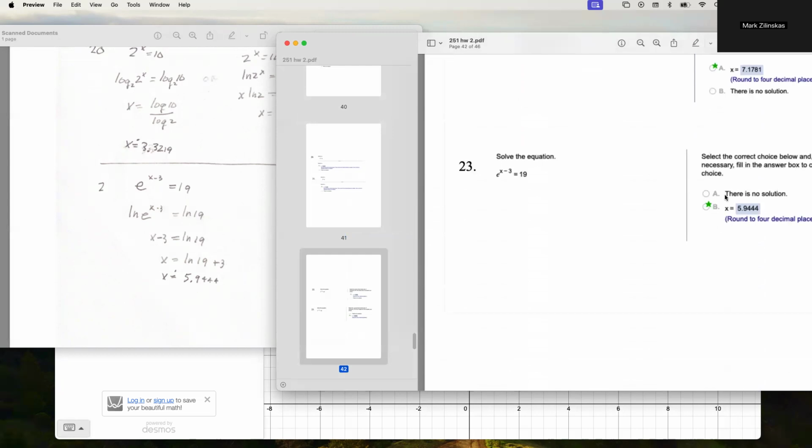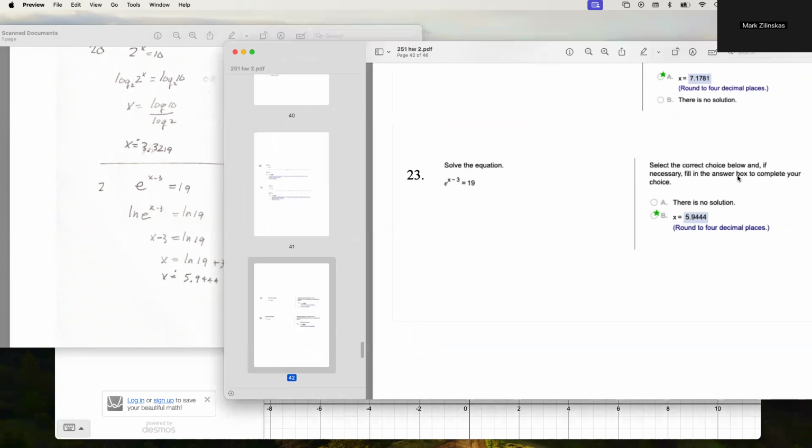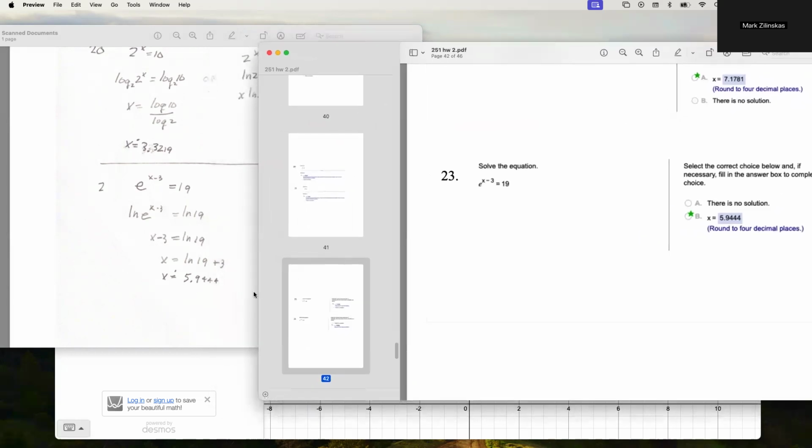Both of those, I'm just going to click the response x equals and then type in my 4 decimal approximation. And again, just make sure you don't make any rounding error. They remind you to fill in the answer box to complete your choice and to round to 4 decimal places. And that we did over here.